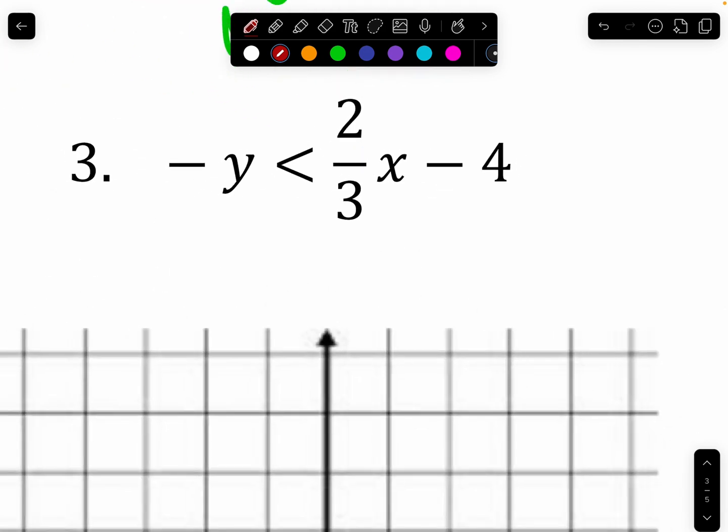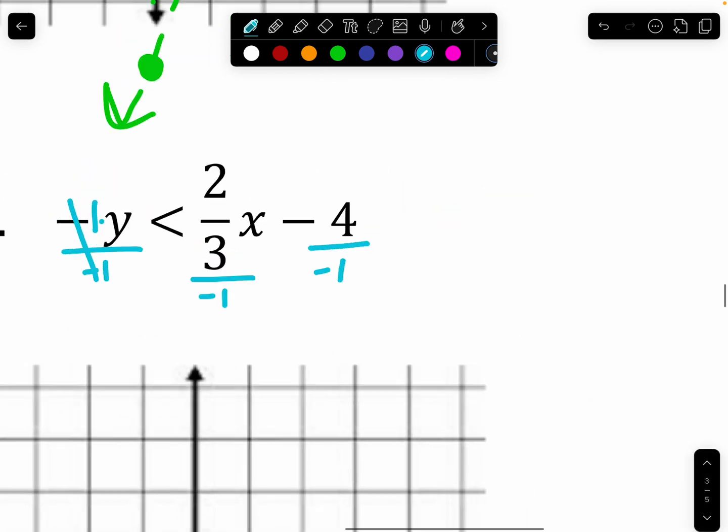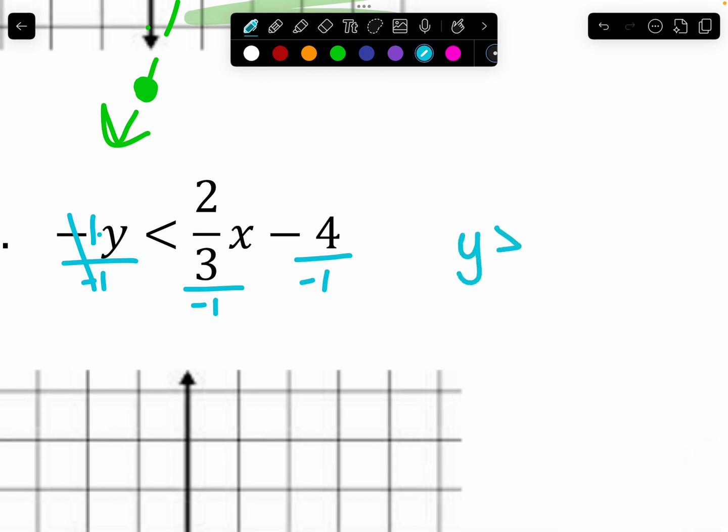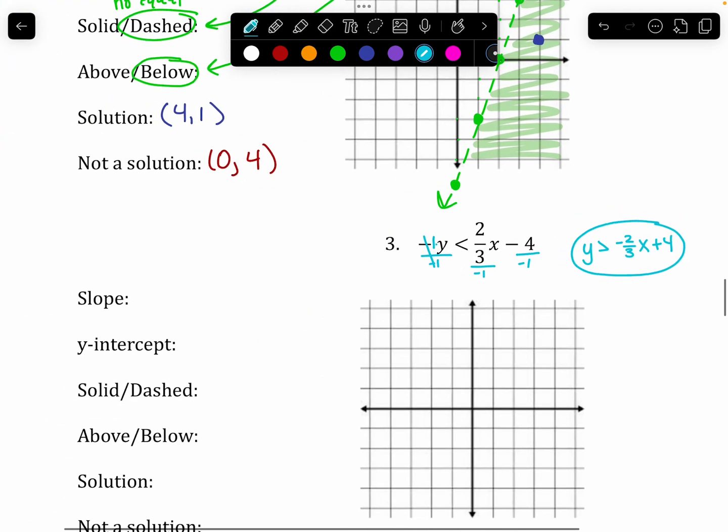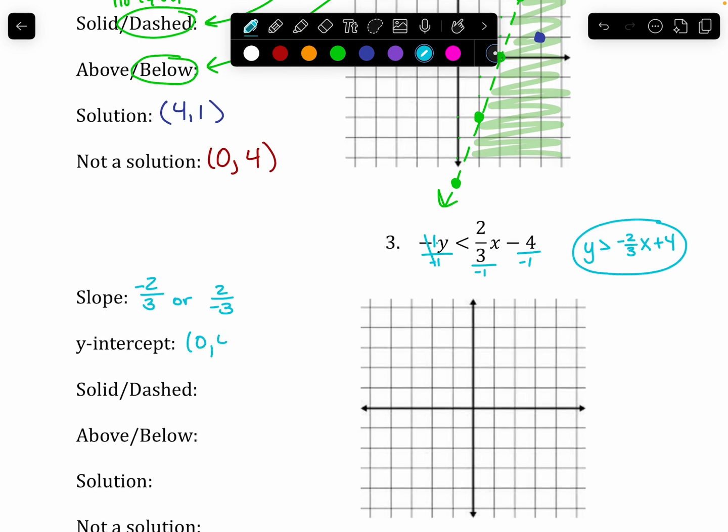All right, taking a look at number 3, although this looks really, really close to slope-intercept form, it is not because there is a negative 1 in front of y. So I have to divide everything in here by a negative 1. When you divide by a negative, remember that your inequality symbol flips. This will become a negative 2/3 x plus 4, and this is what I have to graph now. So my slope is negative 2 over 3, or I could make this a 2 over negative 3. You just have to pick and choose where you want that negative to go, but it can't go to both. Your y-intercept is 0, 4.